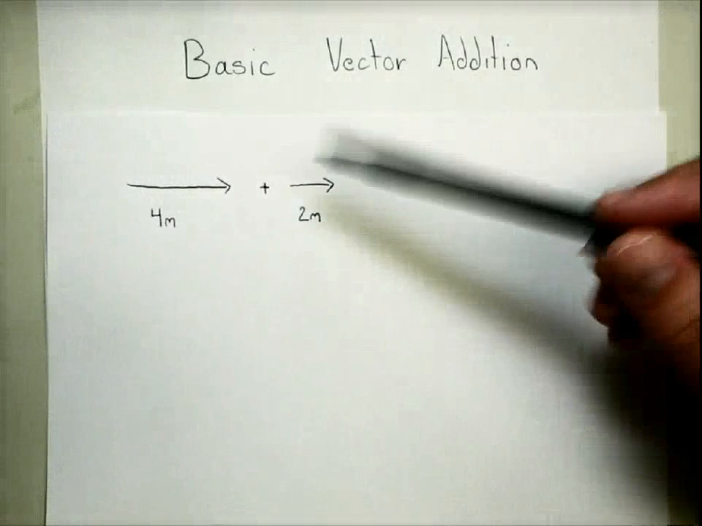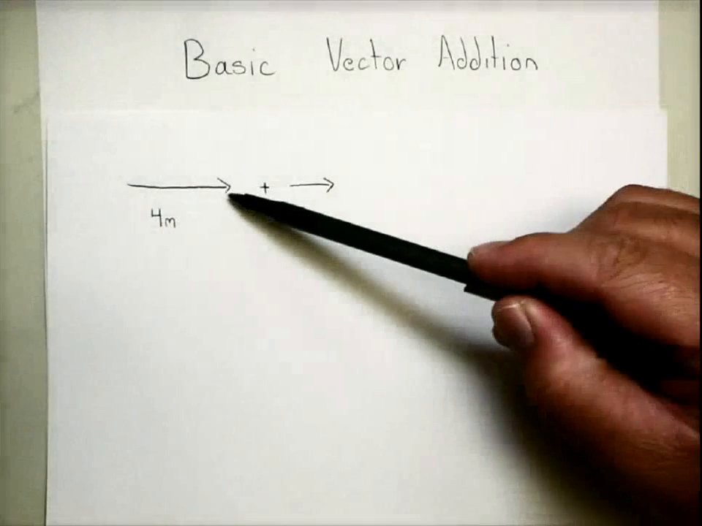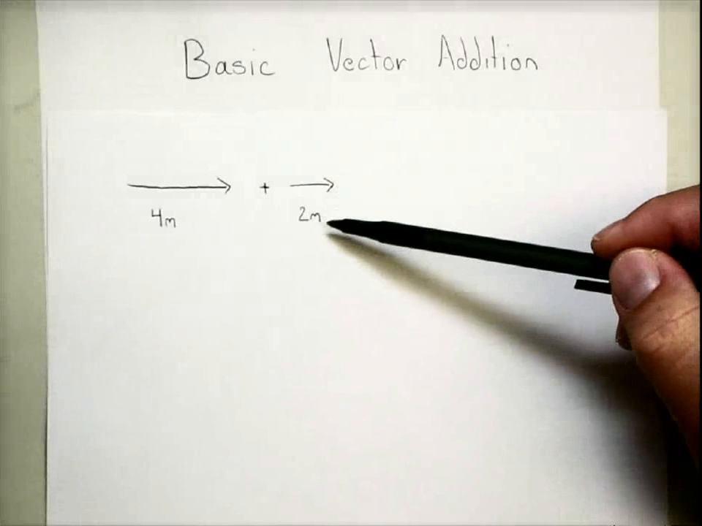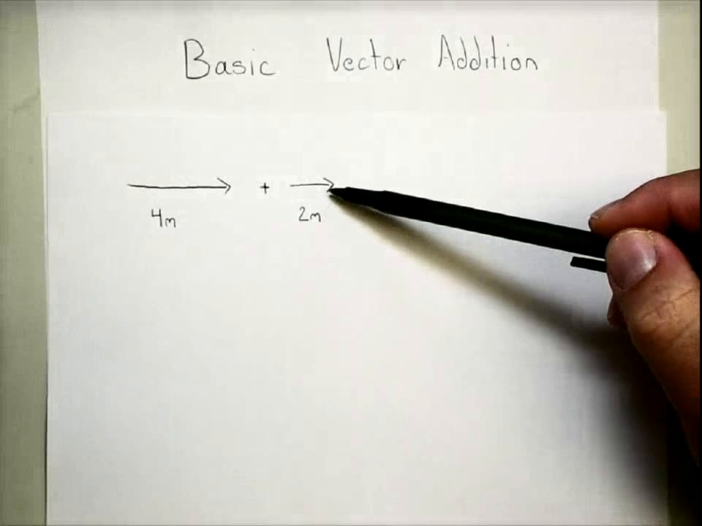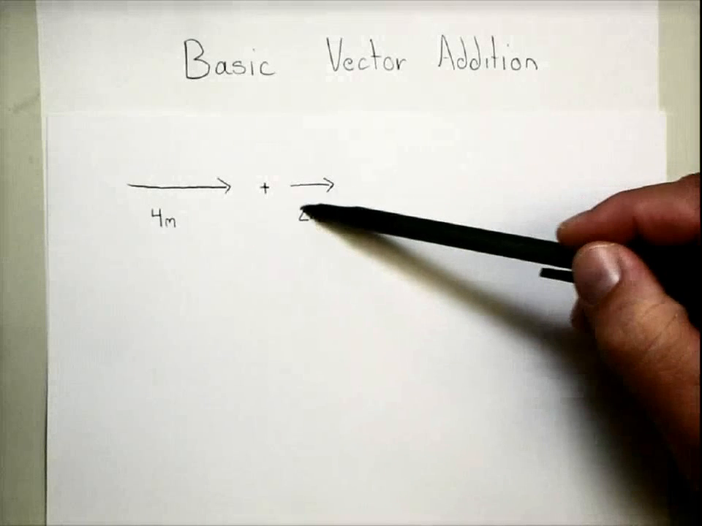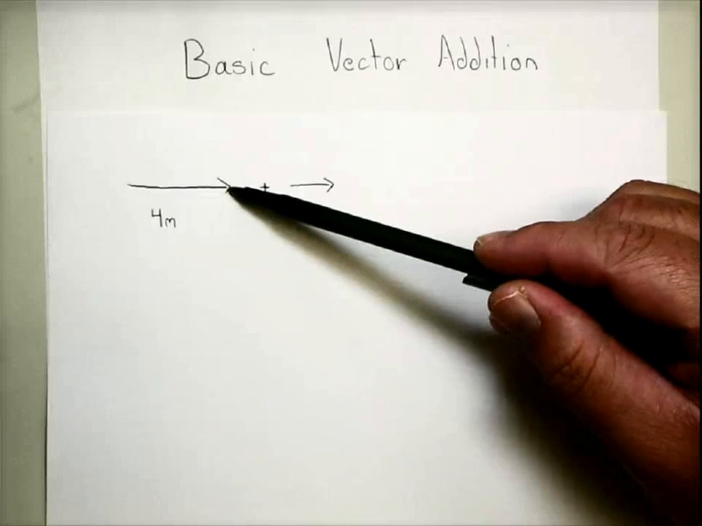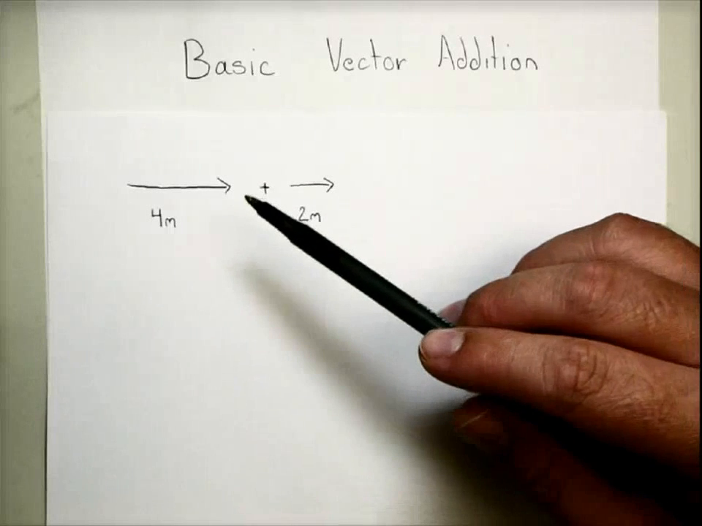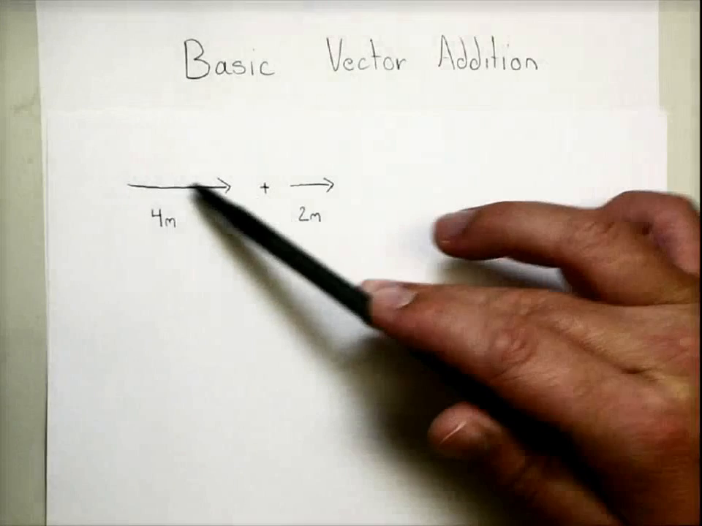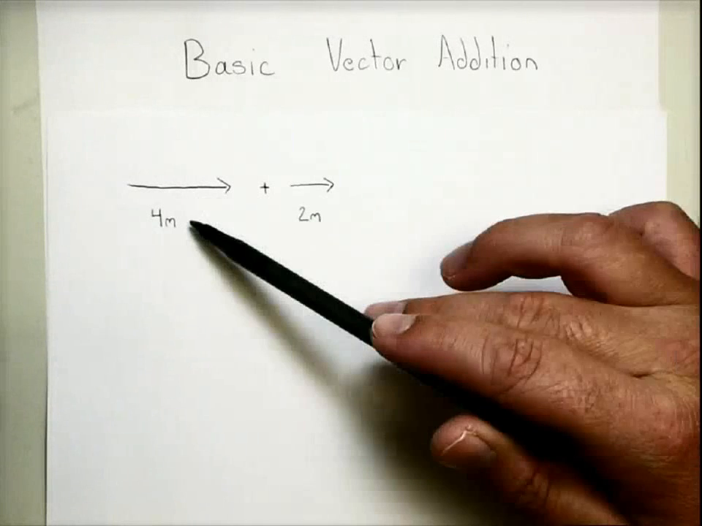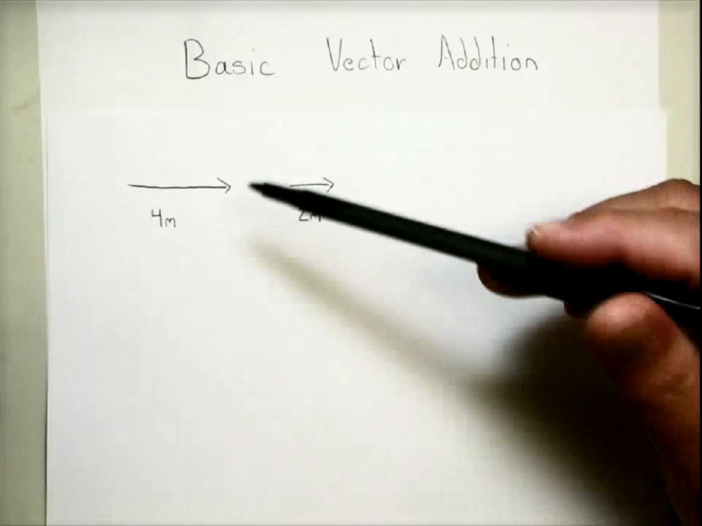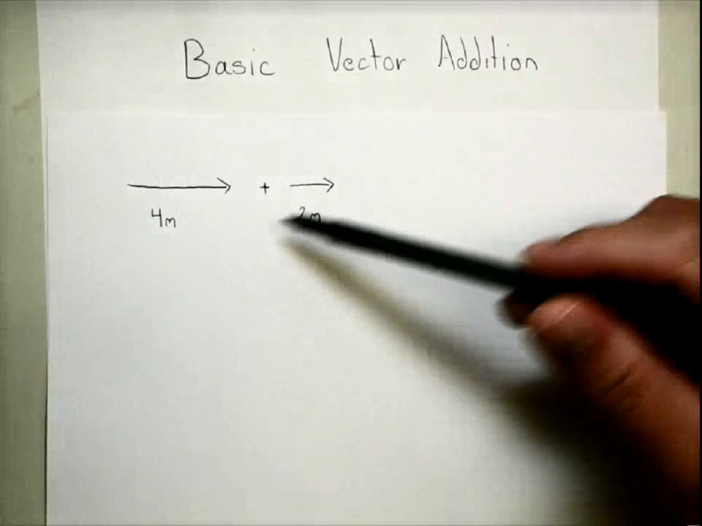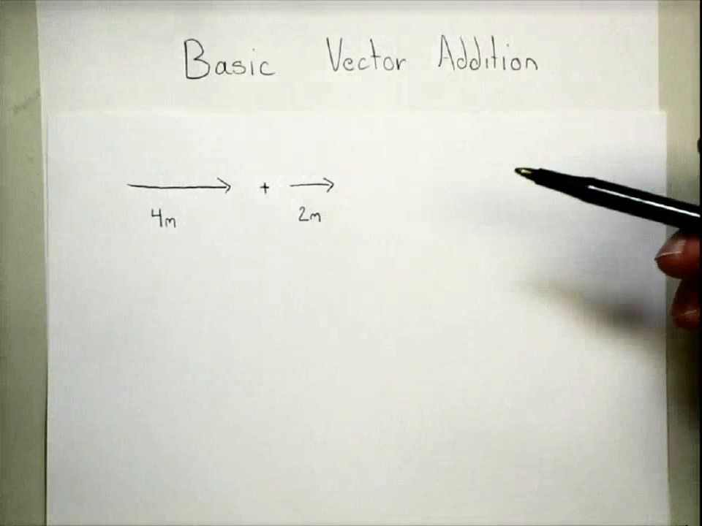So notice that when I've drawn the vectors, the size of the arrow represents the length of this, so 4 meters in this case, 2 meters. And if I were going to do this perfectly, I would actually take a ruler and make sure that this arrow is half the size of that arrow. But we're just kind of doing this off the cuff, so I'm not going to go to that extreme. But the size of the arrow represents the size of the vector. Also, the direction of the arrow represents the direction of the vector. So both of these vectors point directly to the right.